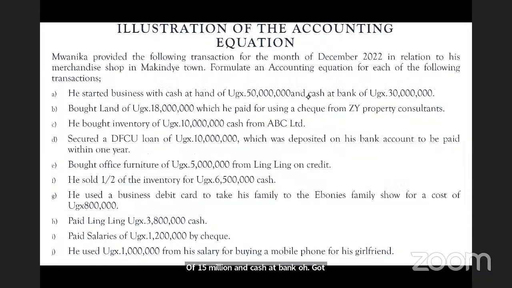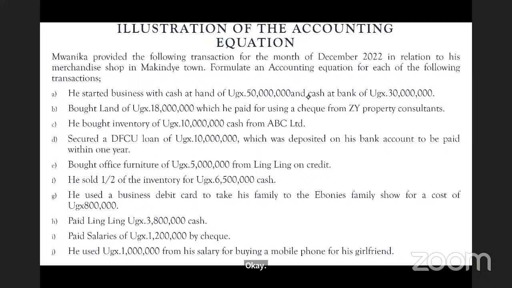I want us to look for duality in this. He's starting with cash at hand, 50 million, and cash at bank, 30 million. We say that whatever resource you use to start a business is what? It's capital. Even if he started a business with a car valued at 20 million, that 20 million is capital. It is not necessarily cash.